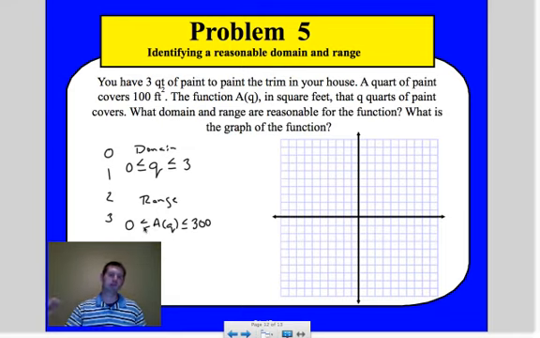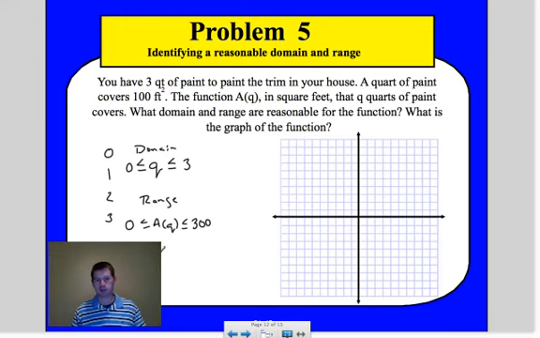How did I get that? Well, I went through and asked, how much paint do I have? I can use no paint, I can use up to 3 quarts, or any combination in between, like 2.5 or 2.3 quarts. Now my range is determined by how much paint I use, which determines how many square feet I can cover.